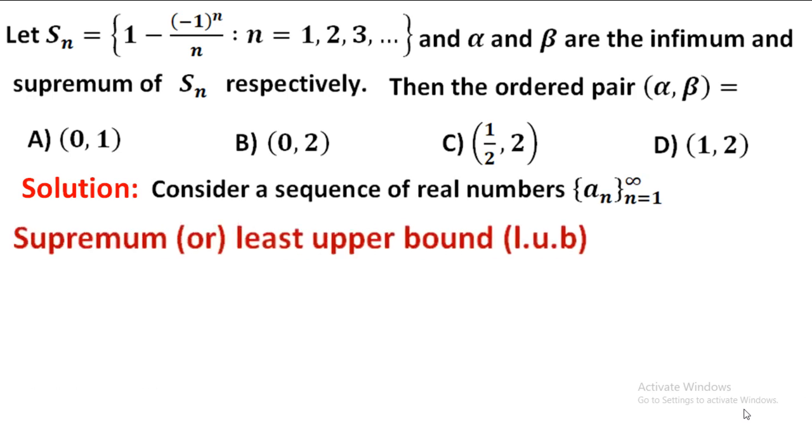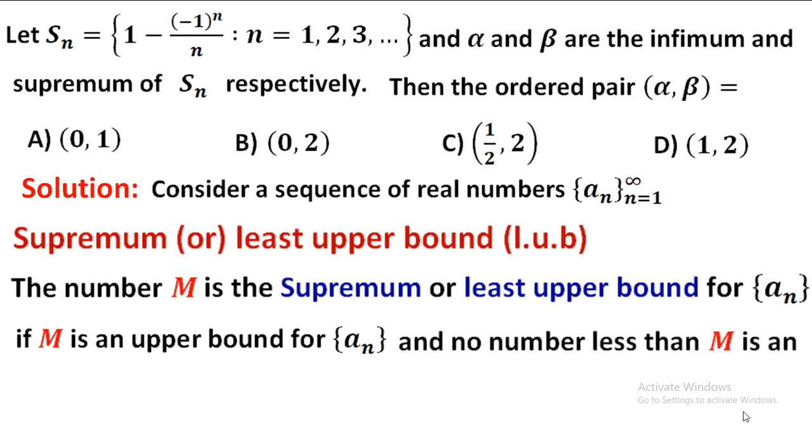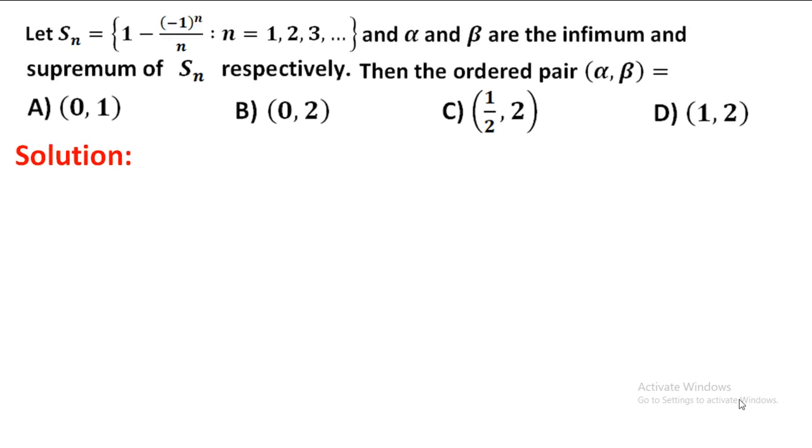And let us see what is the supremum or the least upper bound, LUB. The number capital M is the supremum or least upper bound for the sequence a_n if capital M is an upper bound for the sequence a_n and no number less than capital M is an upper bound for the sequence a_n. Then we call such an upper bound the least upper bound for the sequence. Yes, let us see the solution.